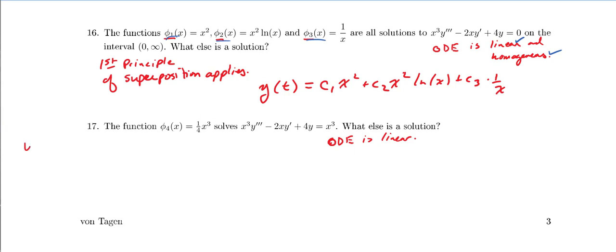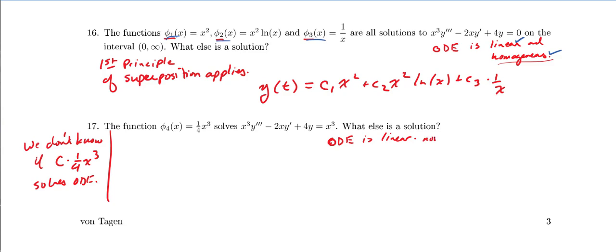For example, we don't know if c times 1/4 x to the third solves the ODE. We don't get the fact that some multiple of a solution is again a solution the same way we did for linear but homogeneous, because this is not necessarily homogeneous. It's non-homogeneous. But still, we know that this corresponding homogeneous ODE looks like this.